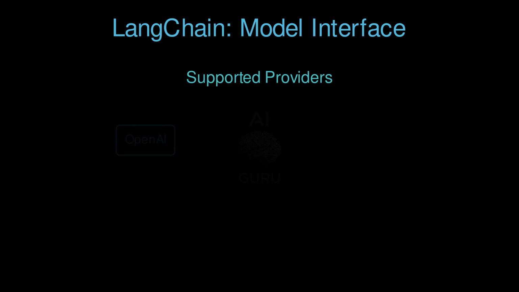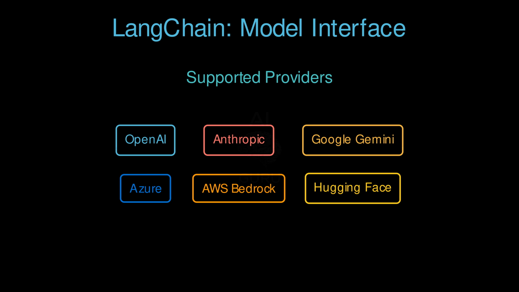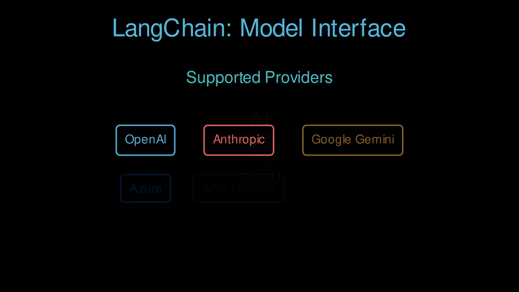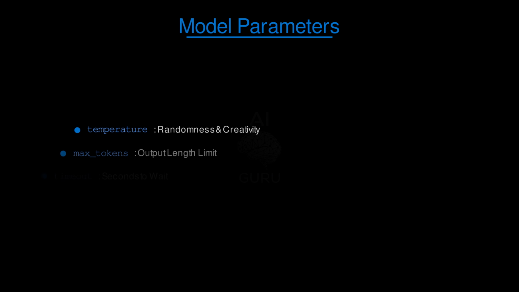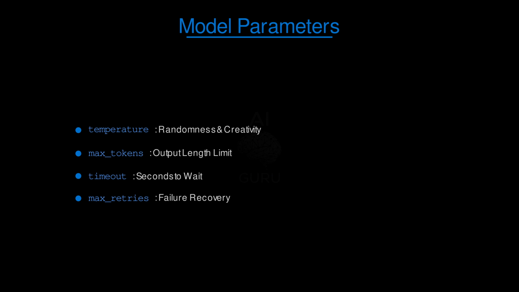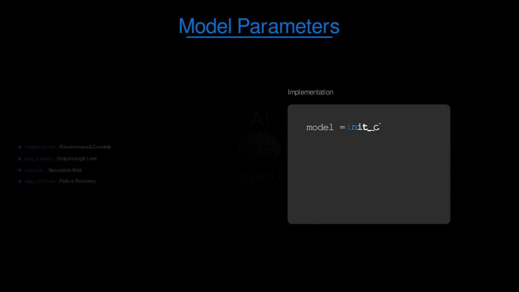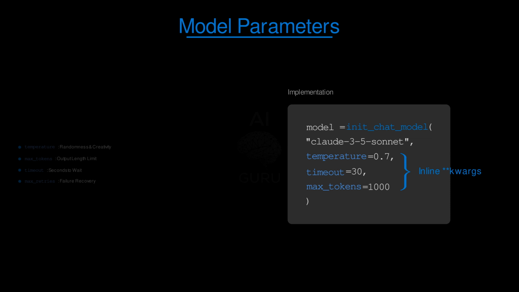And that supports pretty much everyone, right? OpenAI, Anthropic, Google, yep, Google Gemini, Azure, AWS Bedrock, Hugging Face, all the big players. Yeah, but here's the key part. It's not just about the name. You can also configure the model's personality right there. You mean like temperature? Exactly. You can pass in temperature or max tokens for length, timeout, all in that same initialization call.